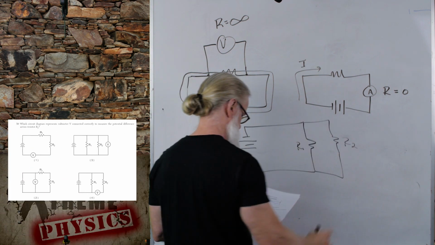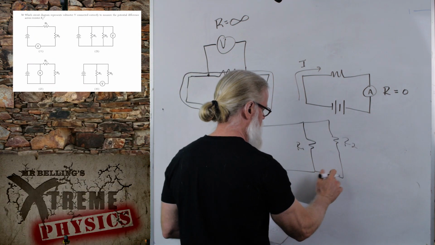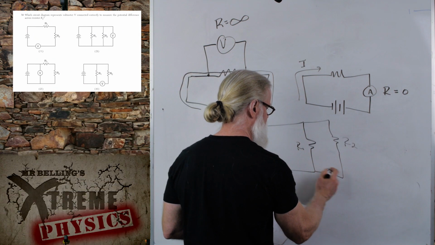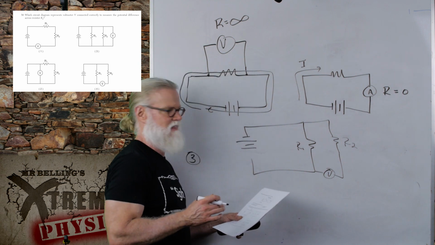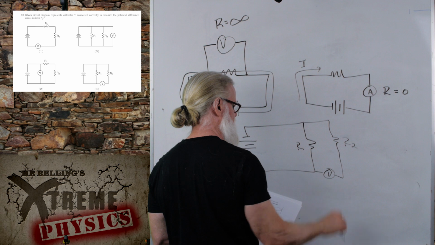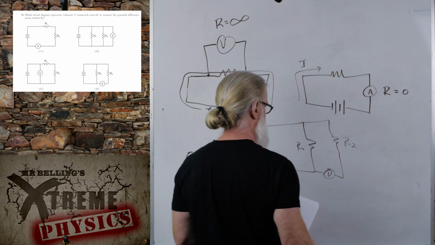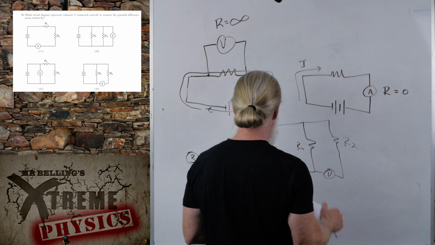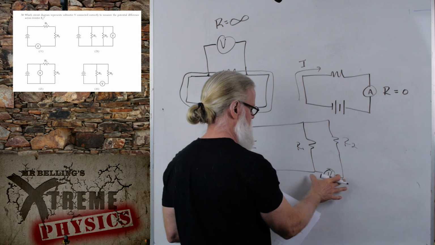Let's take a look at 4. And then we put a voltmeter here. Oh, we just put an infinite resistance here. We've just changed the circuit. That's a bad thing, because now we've blocked any current traveling through here because that has infinite resistance. And what are we actually measuring here? Here we would just be measuring the battery voltage.